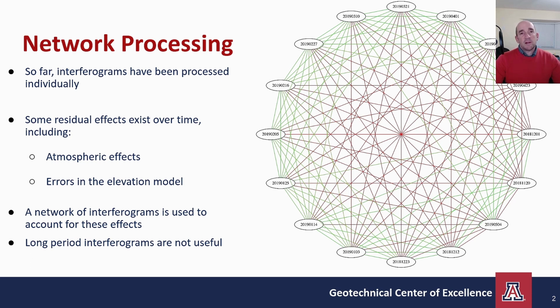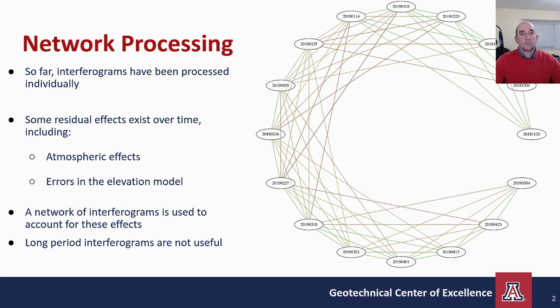So instead, I'm going to limit my network where the longest period interferogram is 5 satellite cycles long. So for TerraSAR-X, repeating every 11 days, that's 55 days. This is my pared down network. It contains all the interferograms that are 11, 22, 33, 44 and 55 days long, which gives us 65 interferograms.